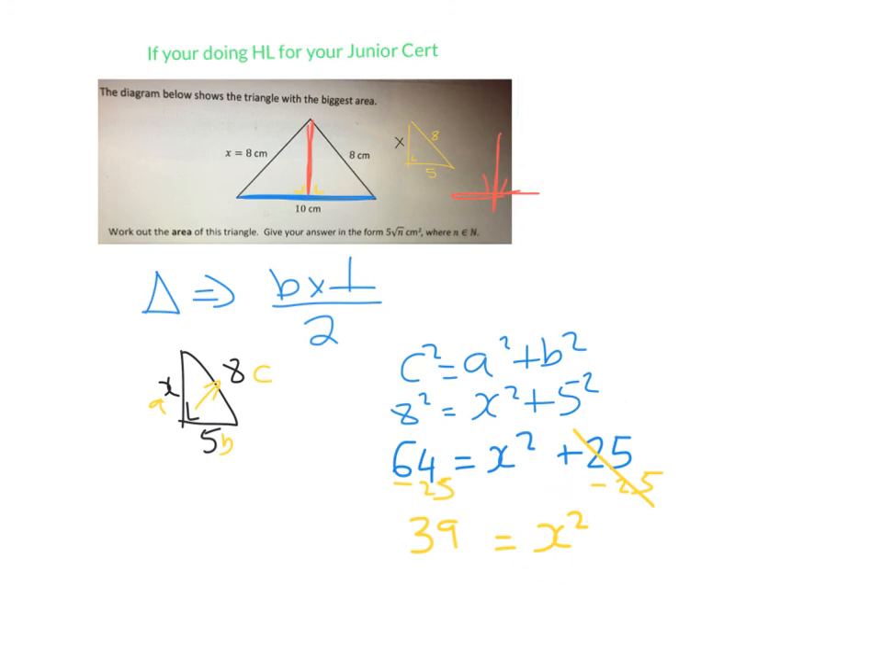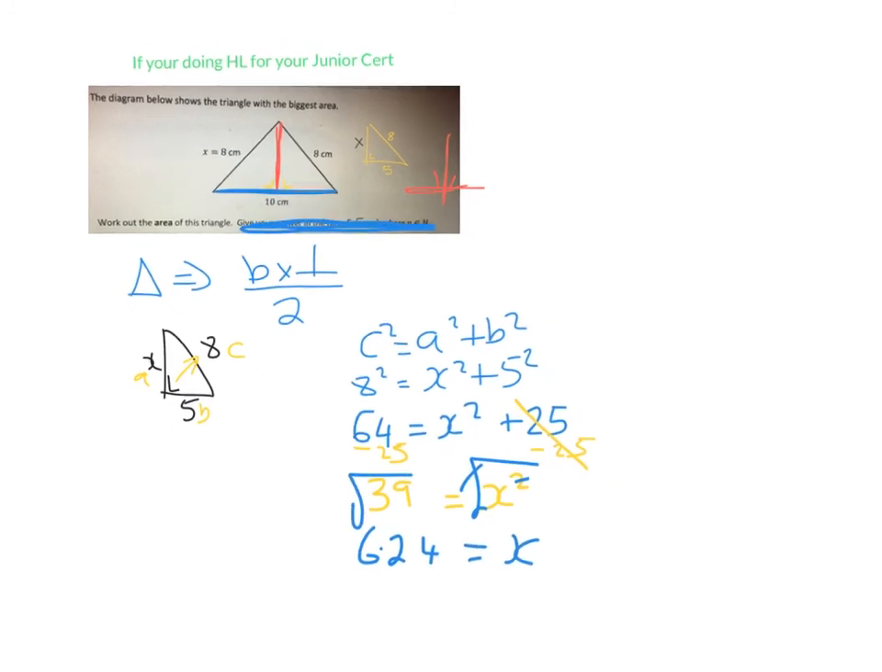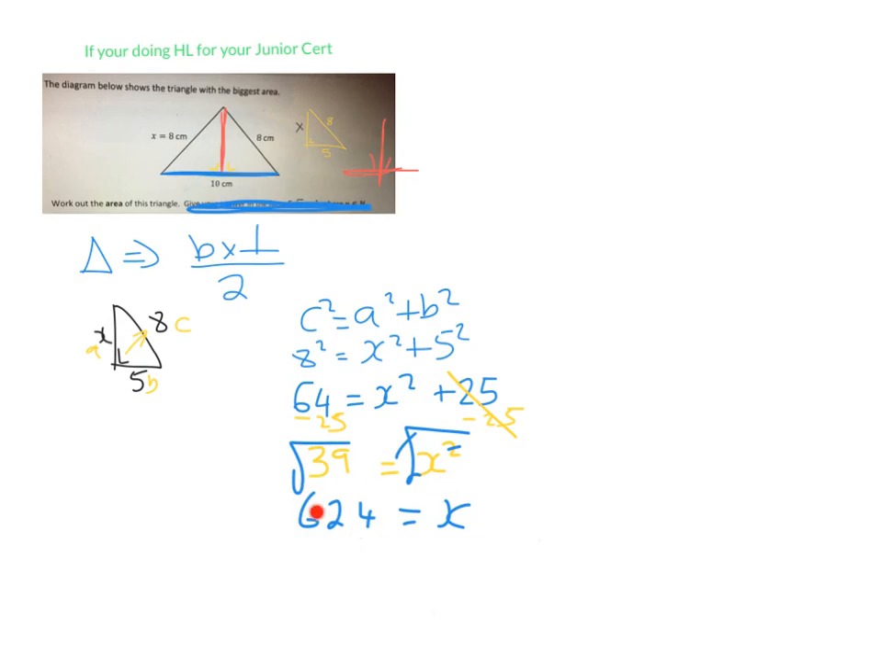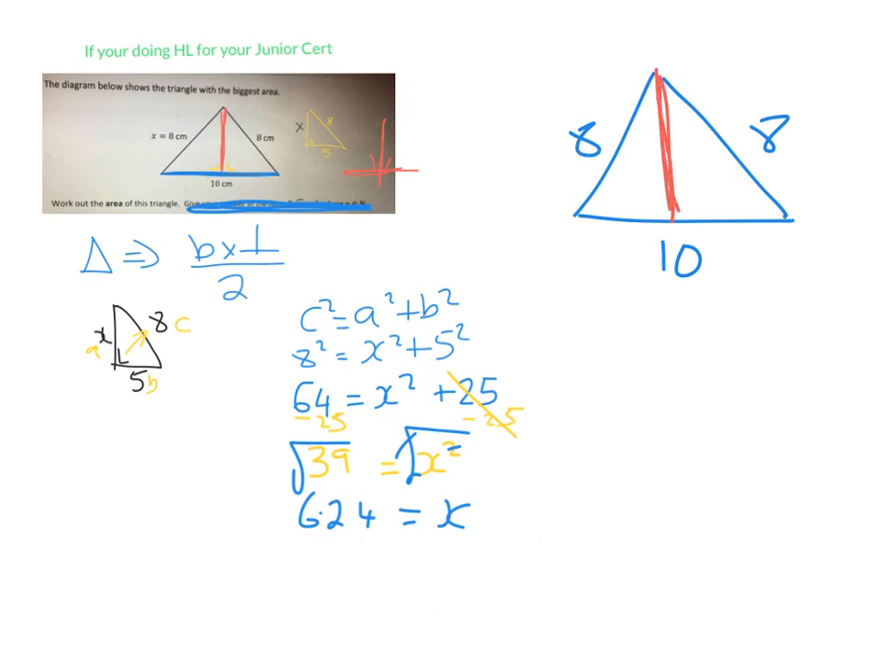And to get rid of a square, we square root both sides. And I'm getting x equals the square root of 39. If you type that into calculator, 6.24. Now I know this question said give our answer in surds, but not today. We're just going to focus on getting the right answer. So I've now got x is equal to 6.24. So I'm going back now to the big triangle. I knew that this was 10. I knew that this was 8. I knew that this was 8. And I'm actually now after finding the perpendicular height, which is 6.24.